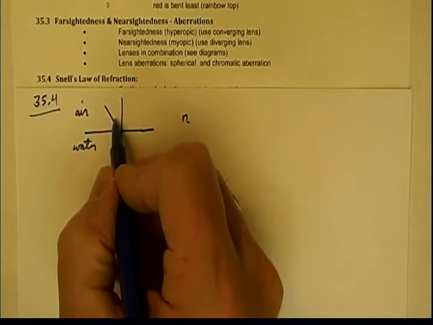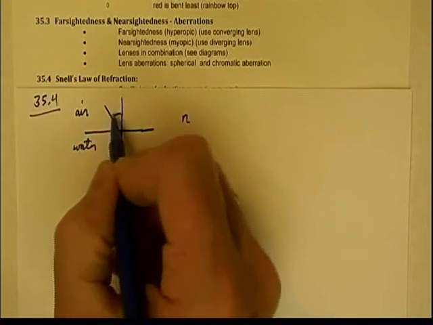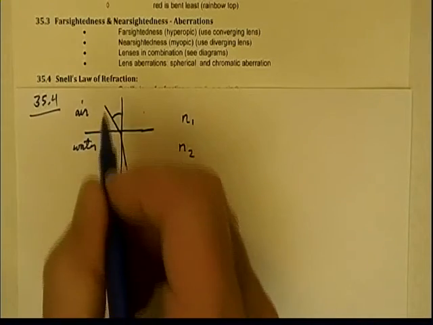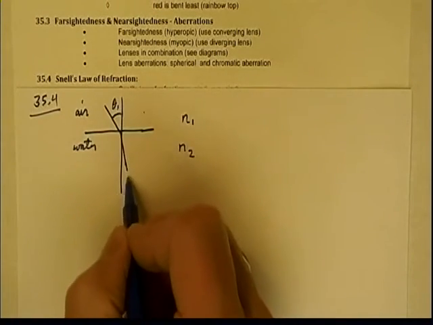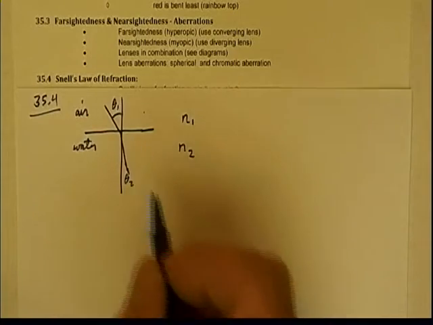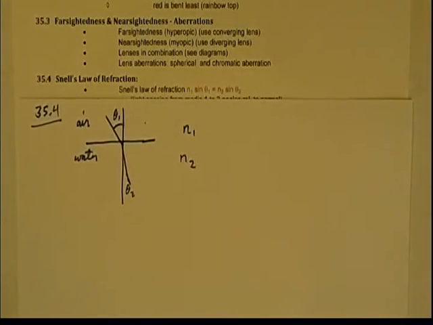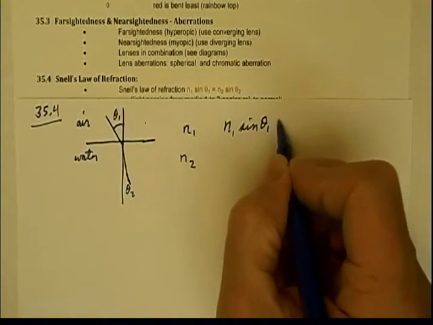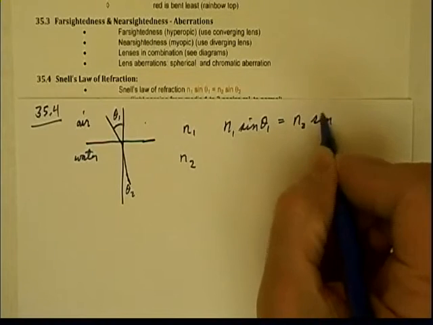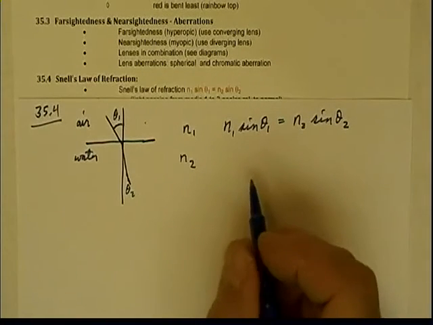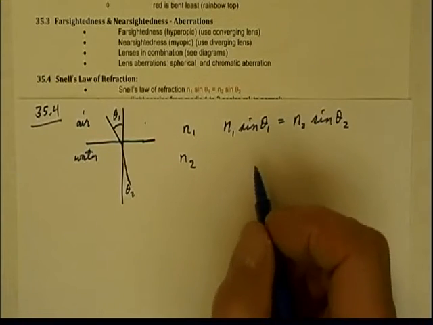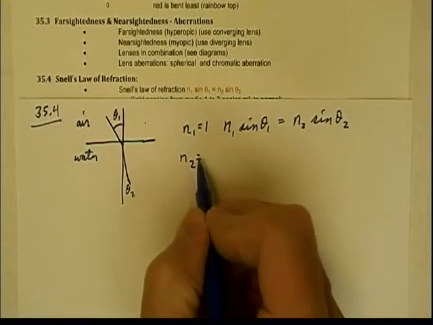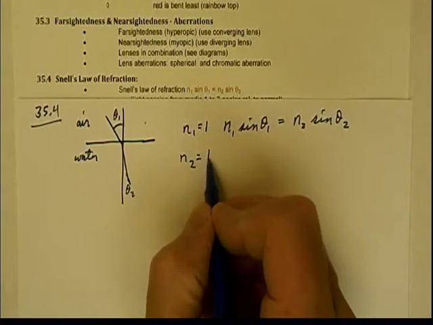You remember that we always use the angle with respect to the normal, so we'd call this area n1, and this would have an index of refraction n2. This would be theta 1, and this angle here would be theta 2. Now, Snell's law is that n1 times the sine of theta 1 is equal to n2 times the sine of theta 2. And if we look at the index of refractions of, say, air and water, the index of refraction of air is 1, but that of water is about 1.33.